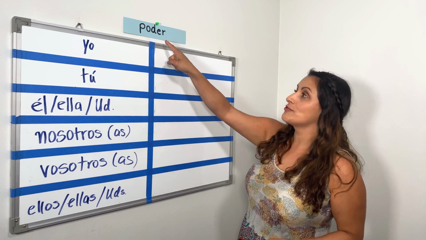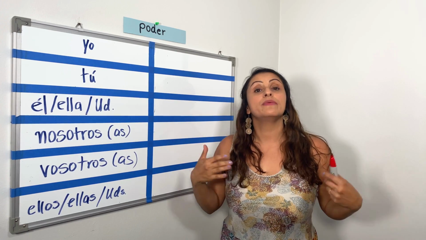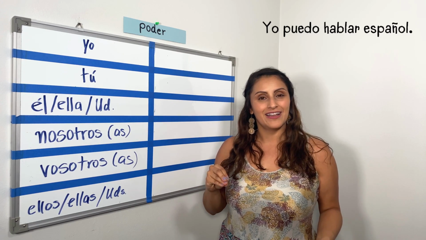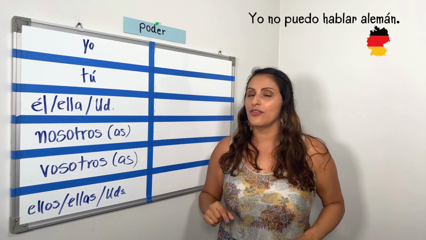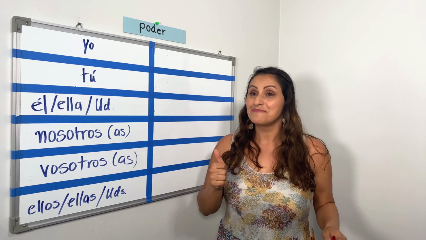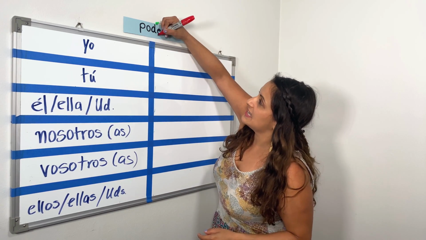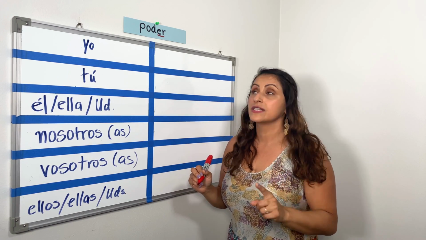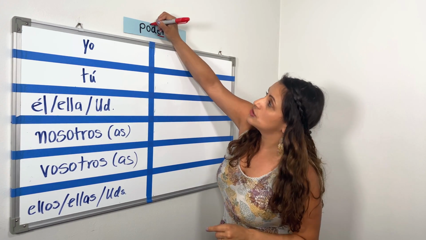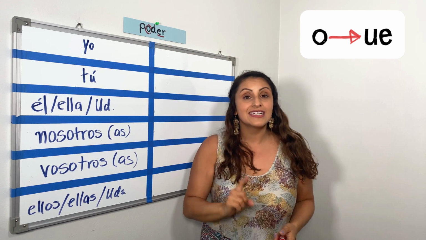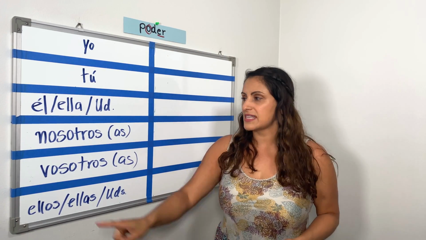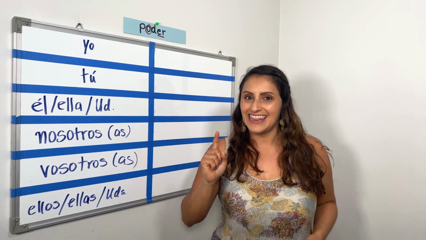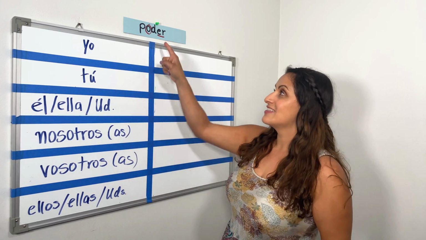So let's look at the verb poder. Poder, to be able to. For example, yo puedo hablar español. Yo no puedo hablar alemán. So, the verb poder is an ER verb, so we need to remember we have to use the endings of ER verbs. But it's also a stem changer. So this O changes to UE in all forms except for nosotros and vosotros. So if you're ready, let's go ahead and get conjugating the verb poder.